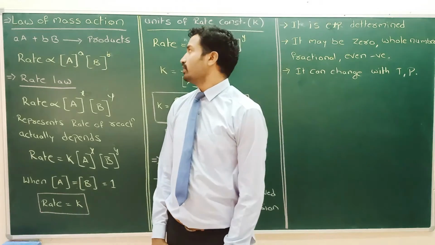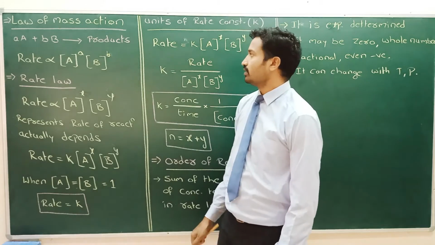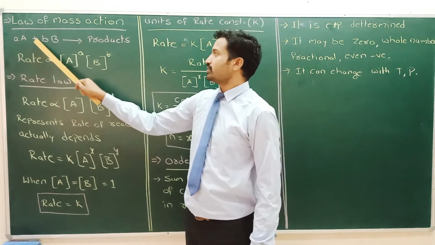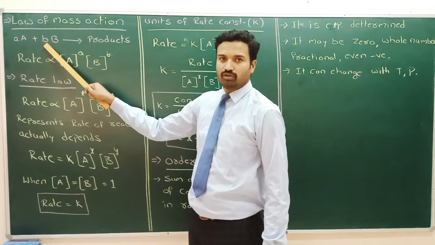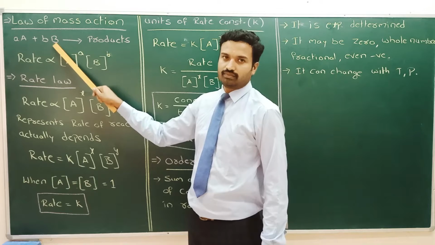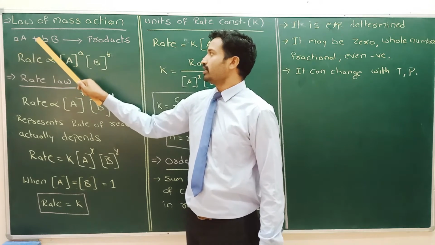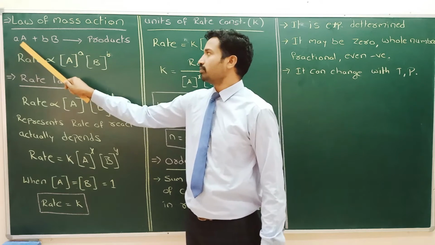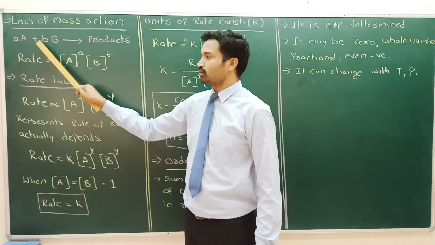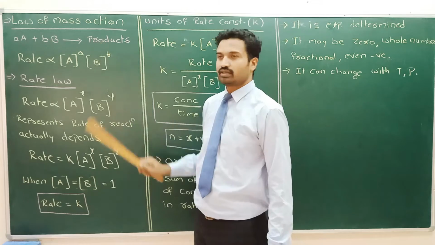Next topic is law of mass action. Here, one reaction is a general reaction. Small a, small b represent the number of moles. Capital A, capital B represent the reactants. So, small a, small b are number of moles, capital A, capital B are reactants. Reactants react together and give the product.